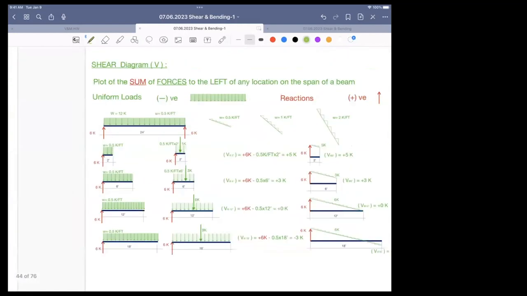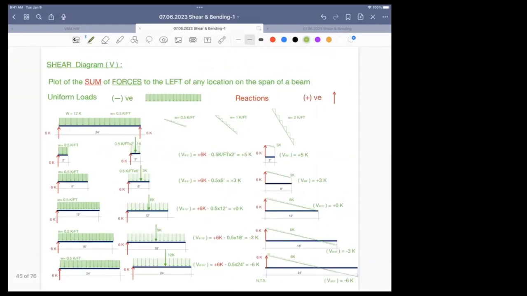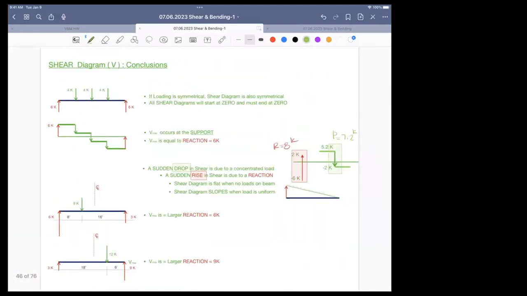So here are the uniform load, and I'm doing the same thing. I'm taking this much, then a little bit more, a little bit more, a little bit more, and I'm calculating the sum of forces and plotting it, and it turns out to be a sloping straight line. Okay, so let's look at some of the conclusions for shear diagrams. We're going to do this a lot more in depth. I'm just trying to do an overview.